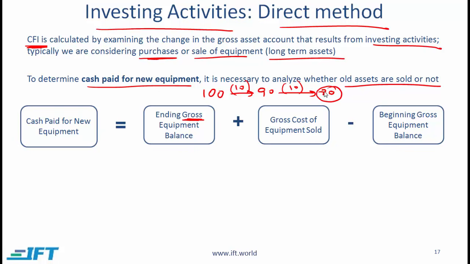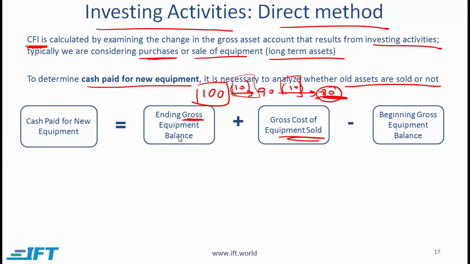The gross equipment value is still 100. So notice the gross value is the net value plus the accumulated depreciation. Accumulated depreciation in this example is 20. So cash paid for new equipment is ending gross equipment balance plus the gross cost of equipment sold minus beginning gross equipment balance. Let's say that we start with a simple example where nothing was sold during the year.